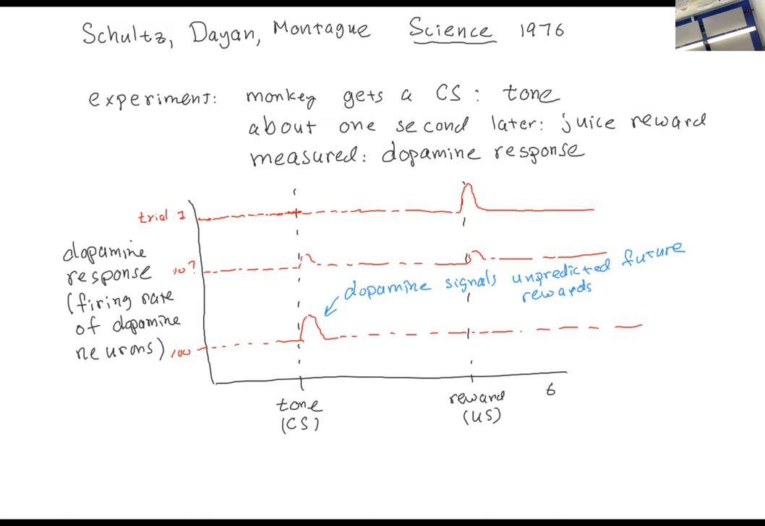And the other thing, of course, is if you omit the reward. So this in green, you get the usual shot of dopamine here, and now you get no reward here. Again, negative dopamine. The firing rate of the dopamine neuron drops, and the reason it drops is because this was an unpredicted drop in future rewards.